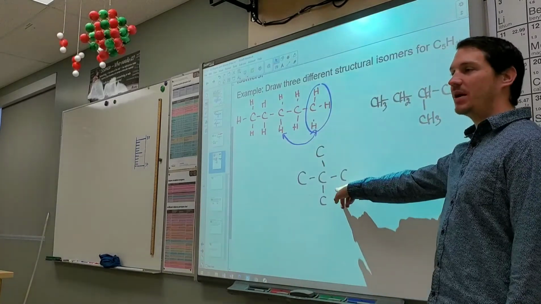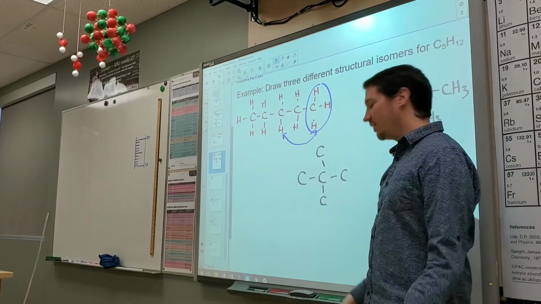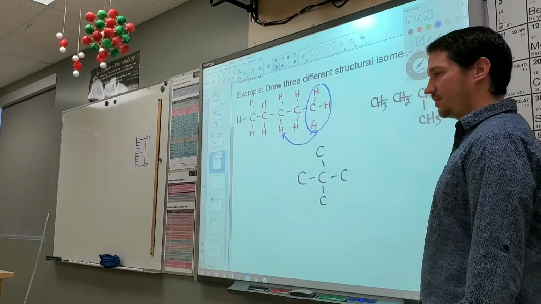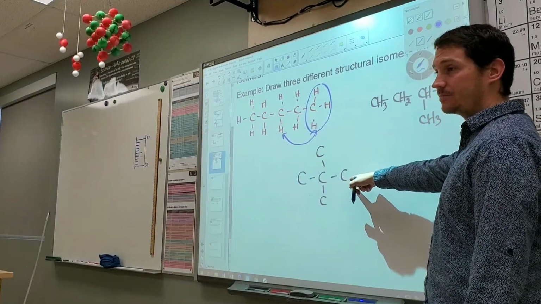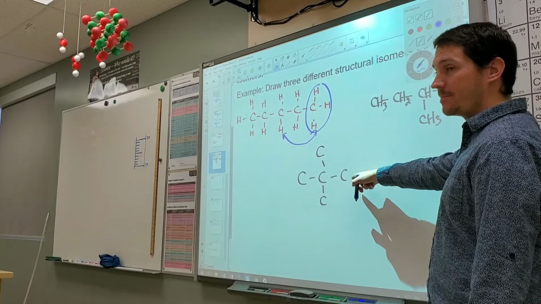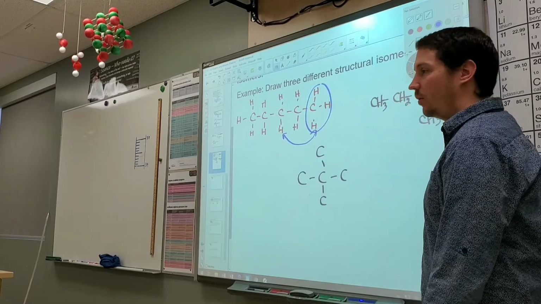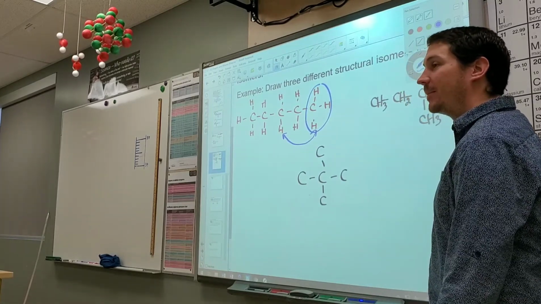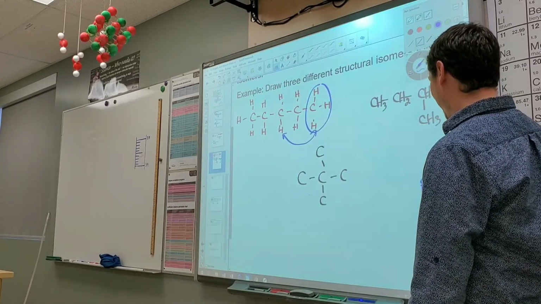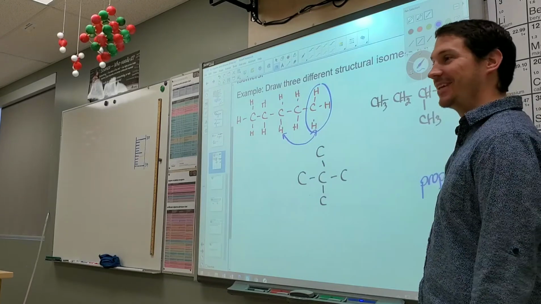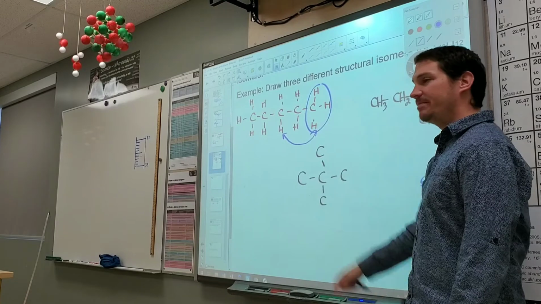So how many carbons in my parent chain? 3. So what's the name of this thing? I'm not going to fill in the hydrogens, but what's the name of this? What does it end in? Right? How many carbons in this parent chain? 3. So what's that? Propane. I'm trying to get other people to say it too. So this is going to be propane.